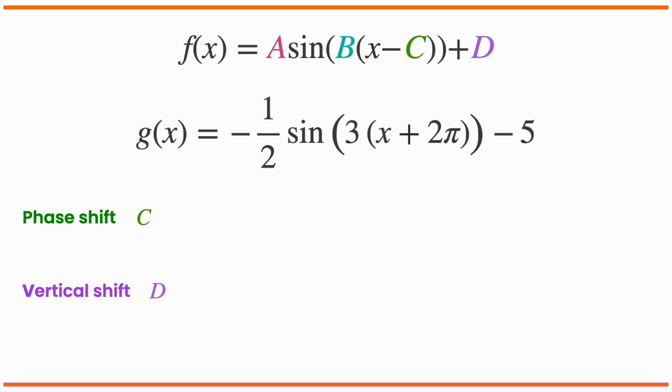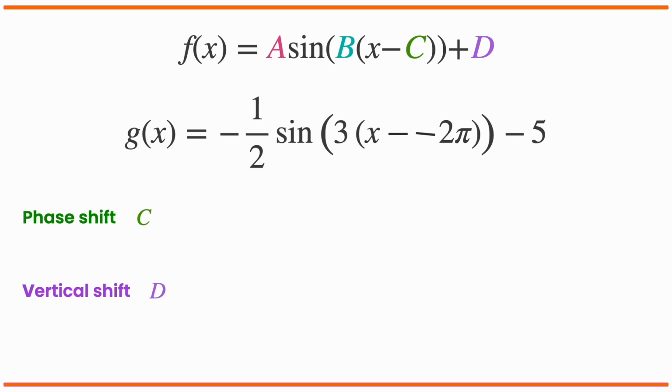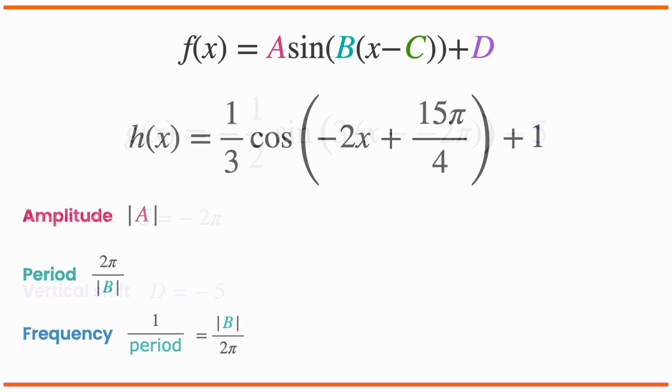I also notice that in our general form, c is being subtracted from x rather than added. So let's rewrite the addition of 2 pi as a subtraction of negative 2 pi. Now that g of x matches the general equation, we can identify c as negative 2 pi and d as negative 5. This means that there is a phase shift of negative 2 pi, or 2 pi to the left, and that there is a vertical shift of negative 5, meaning our graph shifts down by 5. Nice work! Let's try one more equation.